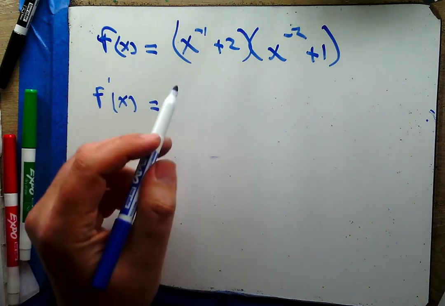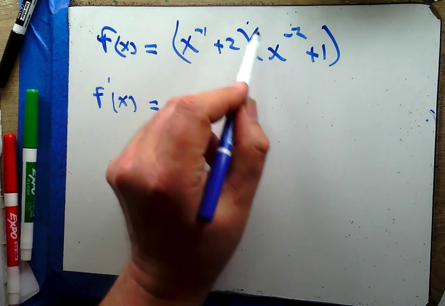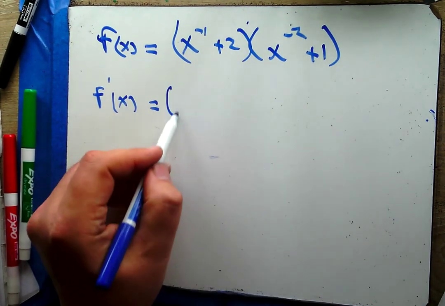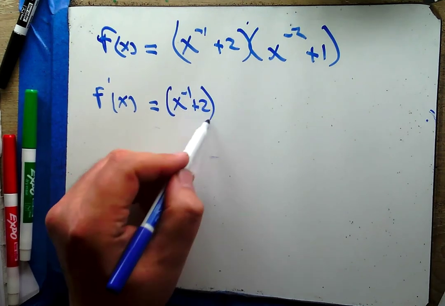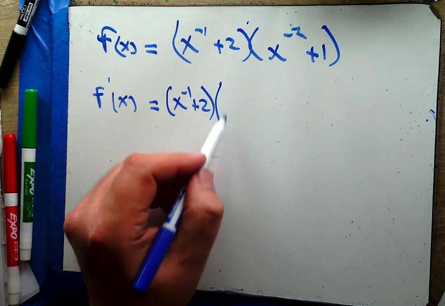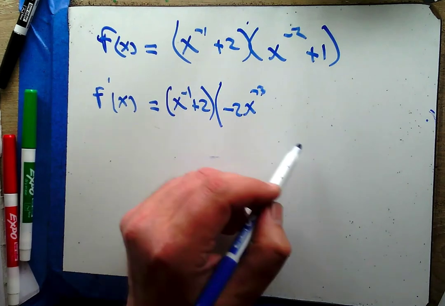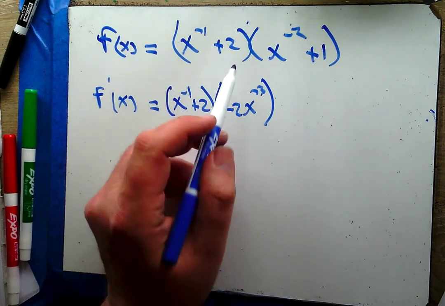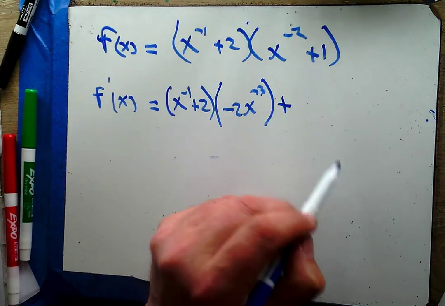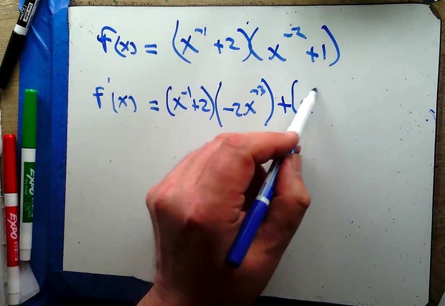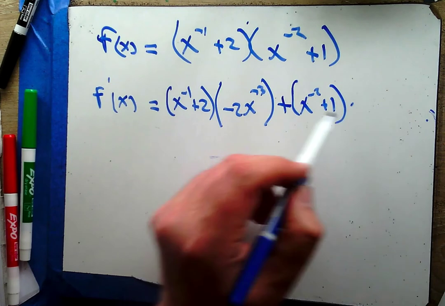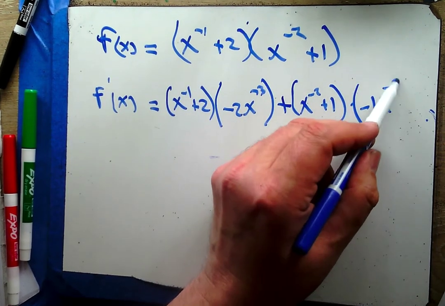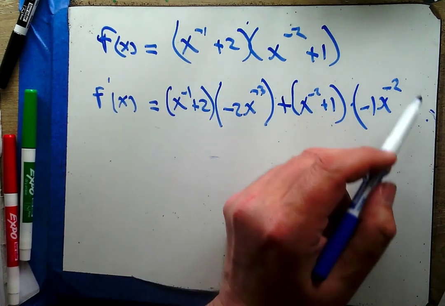Okay, did you use the product rule because you saw a thing times a thing? If you did, you might have said this times the derivative of that. The derivative of this is going to be minus 2x to the minus 3. The derivative of a constant is 0. Since we're doing product rule, I now have plus this, x to the minus 2 plus 1, times the derivative of that, which is going to be negative 1x to the minus 2, and the derivative of a constant is 0.